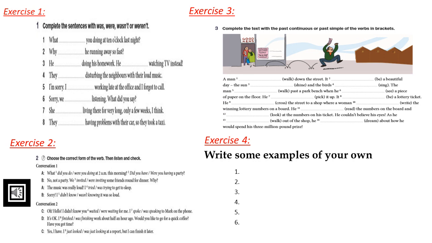A man walked down the street. It was a beautiful day, the sun was shining and the birds were singing. The man walked past a park bench when he saw a piece of paper on the floor. He picked it up. It was a lottery ticket. He crossed the street to a shop where a woman was writing the winning lottery numbers on the board. He read the numbers on the board and looked at the numbers on his ticket. He couldn't believe his eyes as he walked out of the shop. He dreamed about how he would spend his £3 million prize.